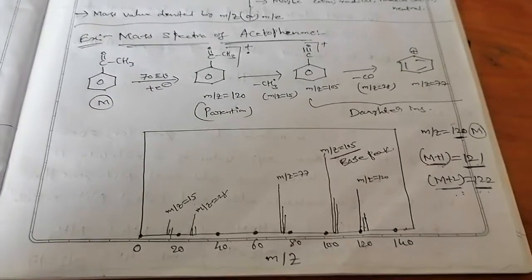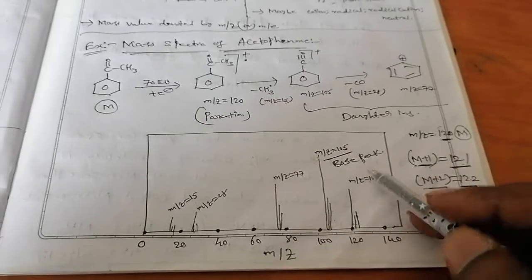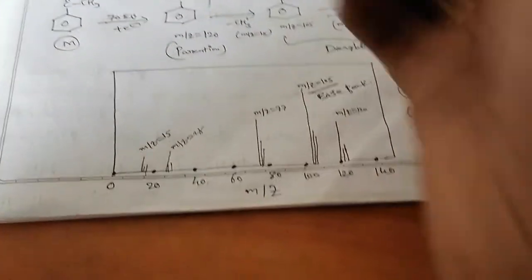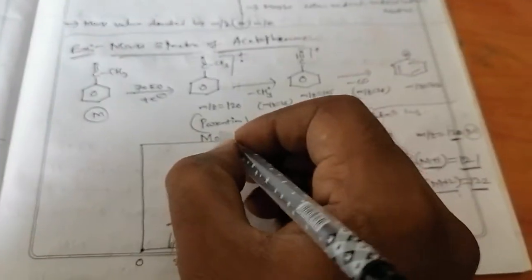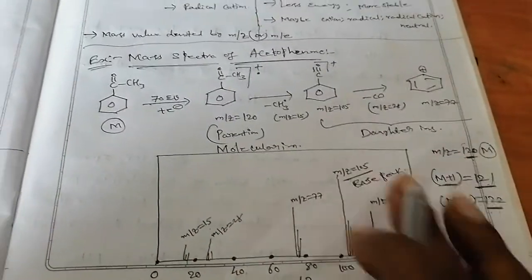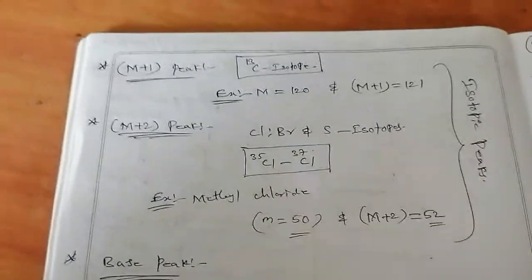This is about the M plus 1 peak, M plus 2 peak, base peak, as well as the molecular ion and daughter ion. The parent ion is also called the molecular ion. Now see here, whatever explanation I gave, I wrote here.